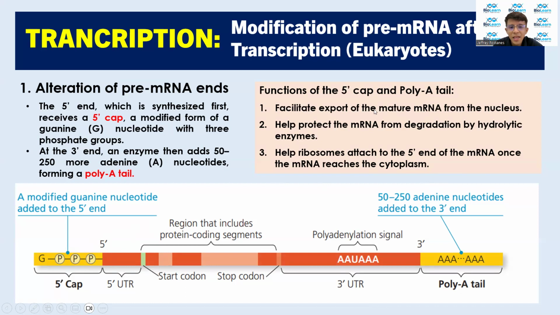So it serves as a protection from hydrolytic enzymes. And next, it helps ribosomes attach to the 5' end of the mRNA once the mRNA reaches the cytoplasm. Because the process of translation will start in the 5' end here. So that 5' cap will help attach the ribosomes on the 5' end to start translation later.